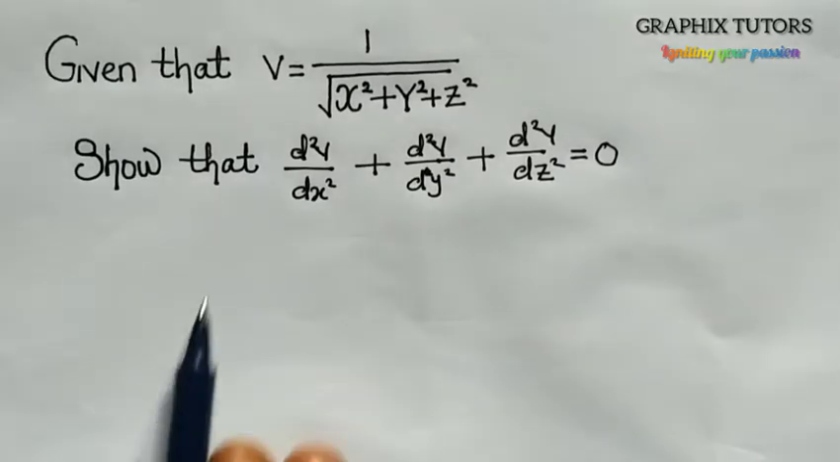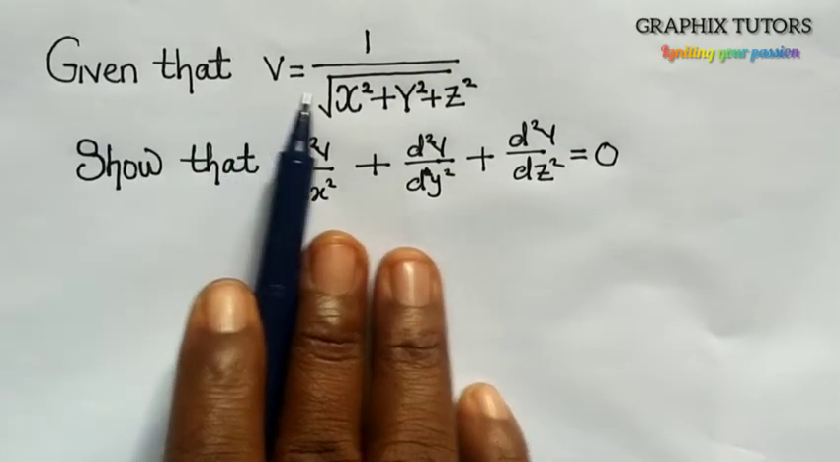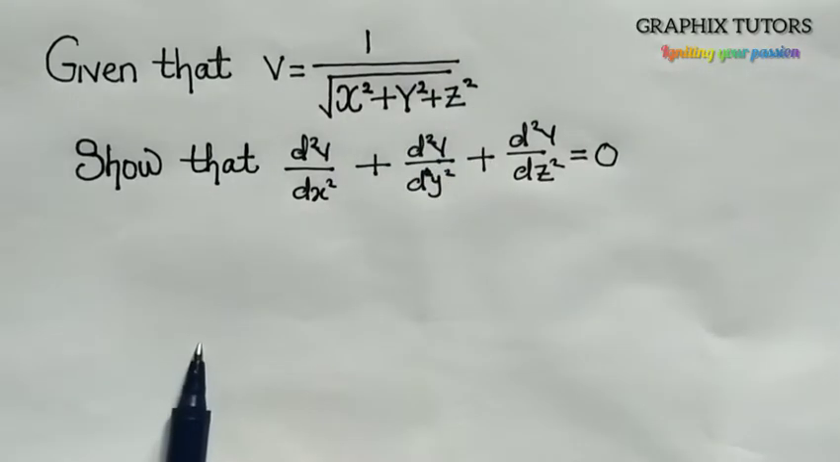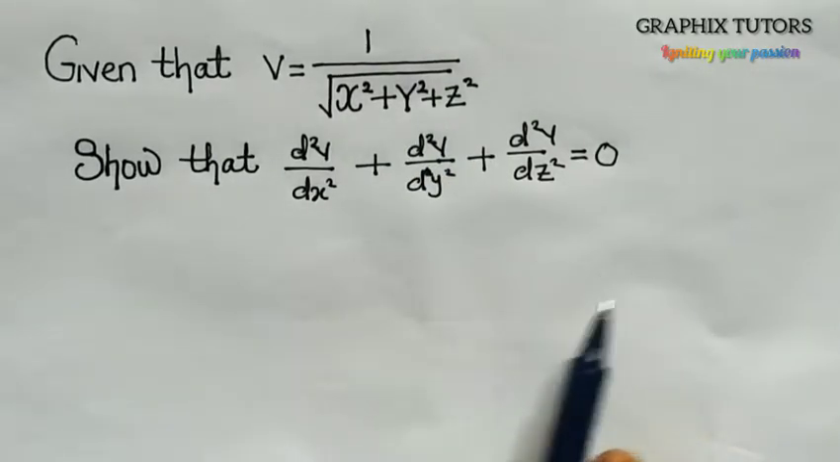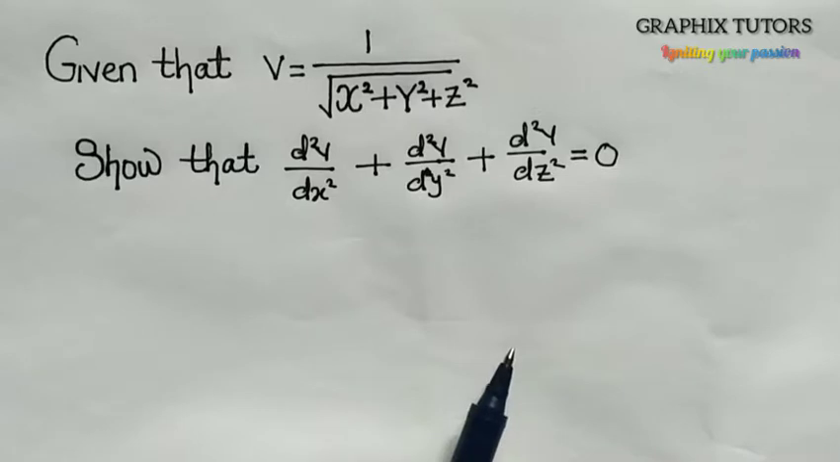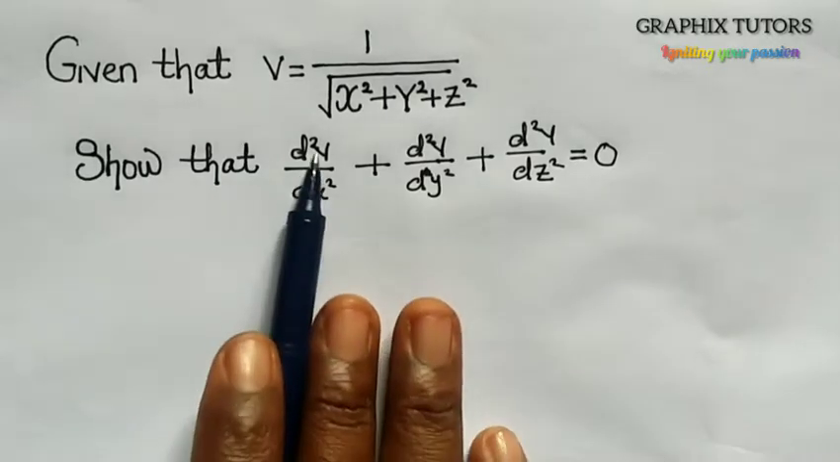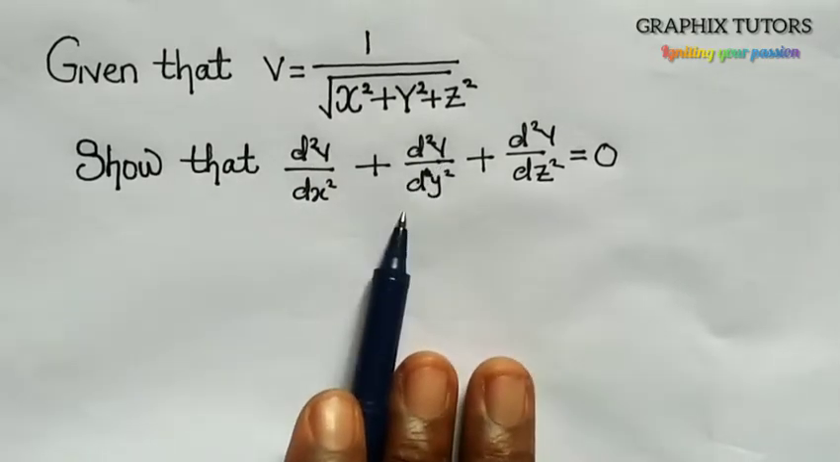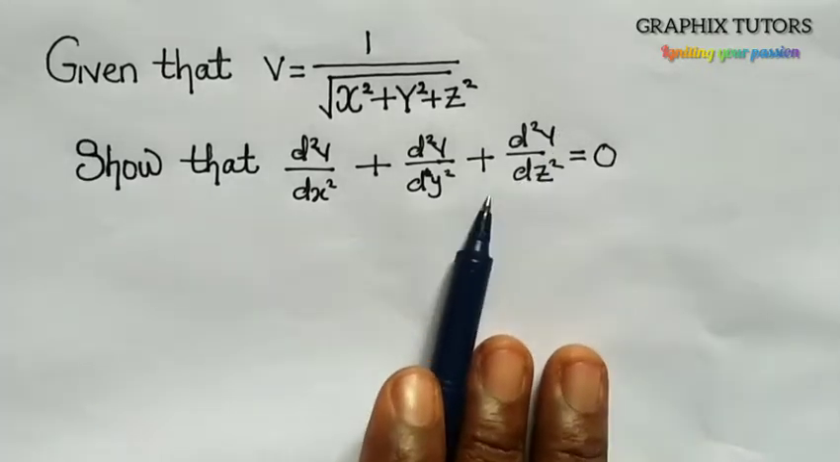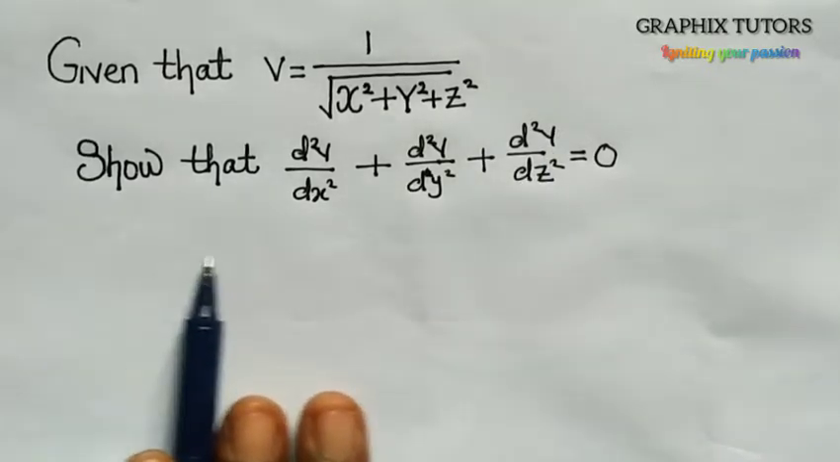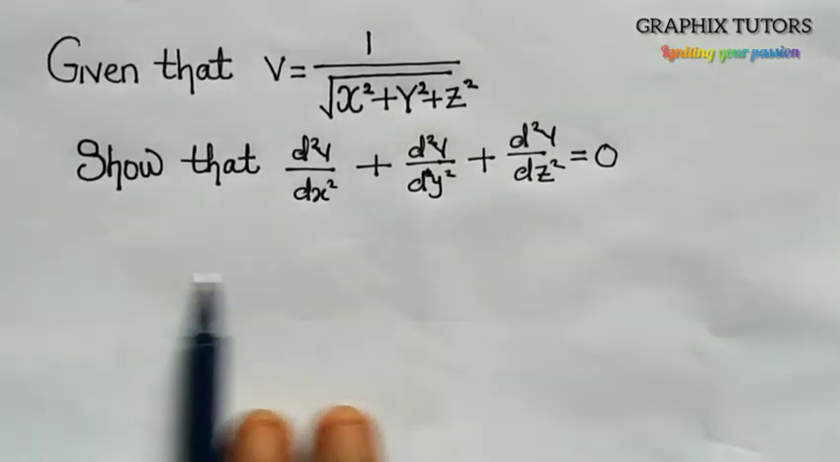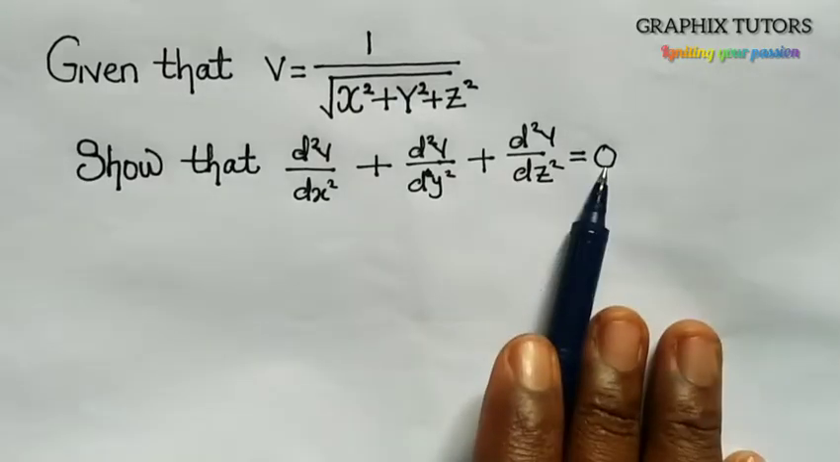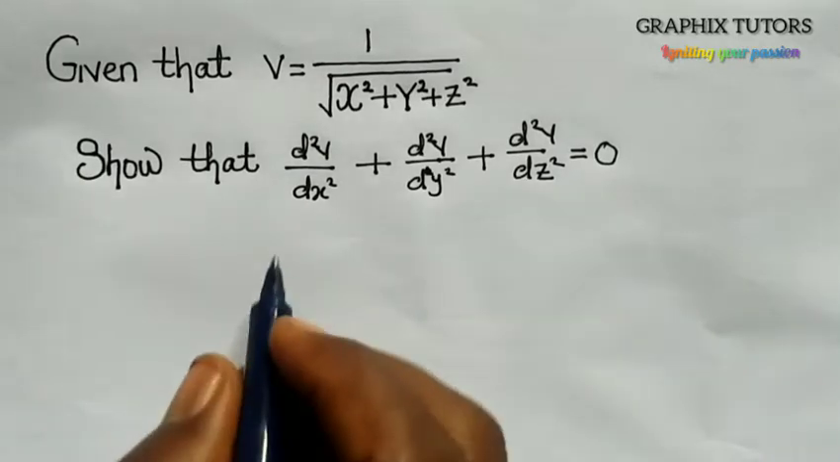Now we have three different independent variables here, x, y, and z. And we are told to differentiate v with respect to each of those variables, so we are going to differentiate them partially. What we'll do is look for the second partial derivative of v over x squared, over y squared, and over z squared, and then add everything together. When we add them together, we're expected to have 0 as our final answer. Alright? So let's start.